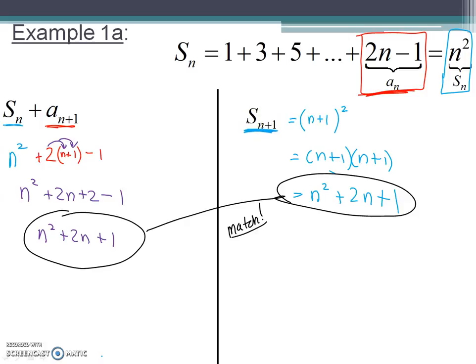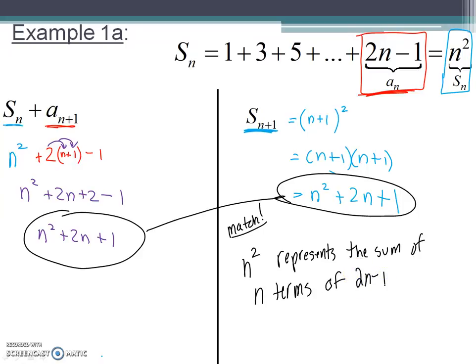Those two things are matching, which means, what does that mean? That means that n squared represents the sum of n terms of the sequence 2n minus 1. So what that means is, when all is said and done, the sum from 1 to n of 2n minus 1 is n squared. And we have just proved that that will work every single time.